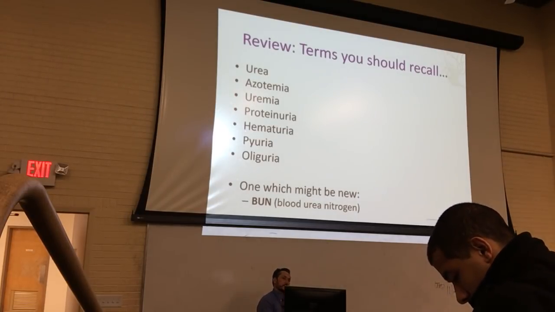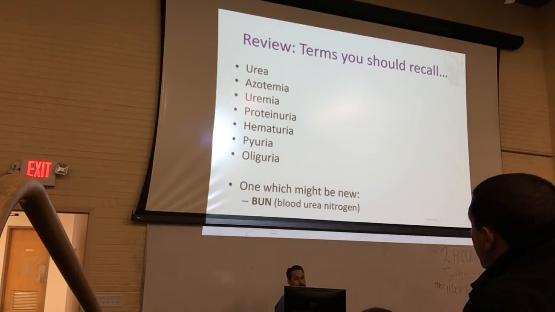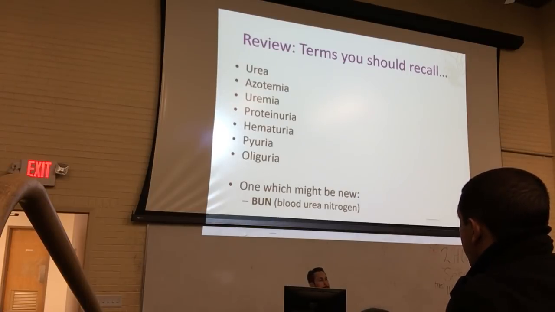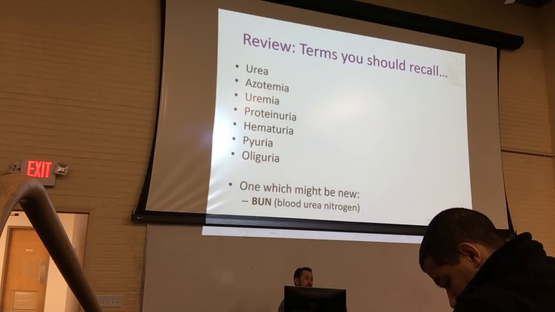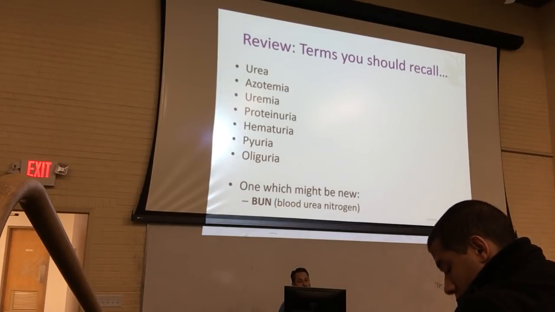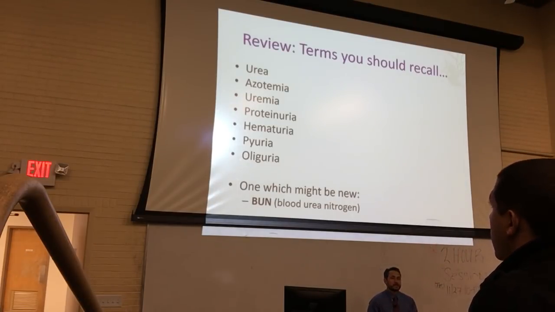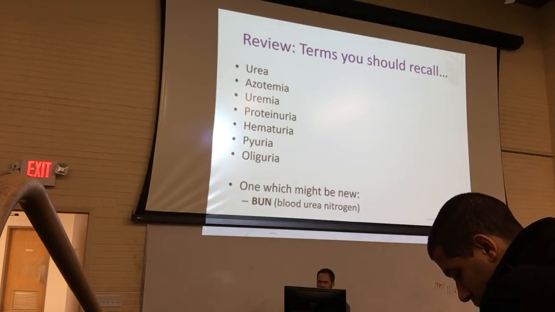Proteinuria, what do you think that means? Protein in the urine. Hematuria, specifically red blood cells in the urine, because pyuria is the presence of white blood cells in the urine. And oliguria, what is this? Low urine production. Oliguria, low urine production.